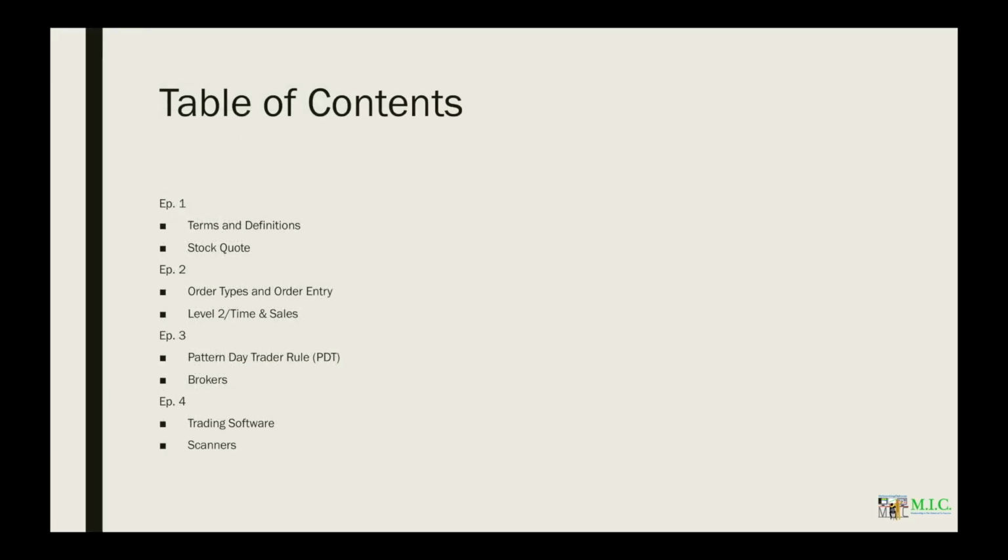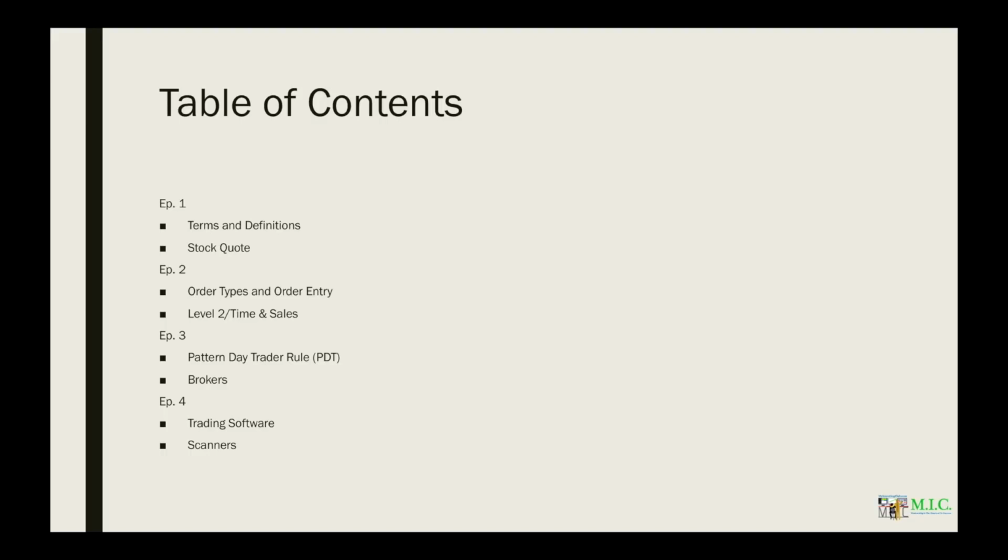Alright, now that that's out of the way, let's get into how this series is going to be broken down. We're going to break it down into 4 episodes. Episode 1, we're going to go over terms and definitions, and then stock quotes, just to familiarize yourself with the language and verbiage. Episode 2, we're going to go over order types and order entry, and then do some level 2 and time and sales.